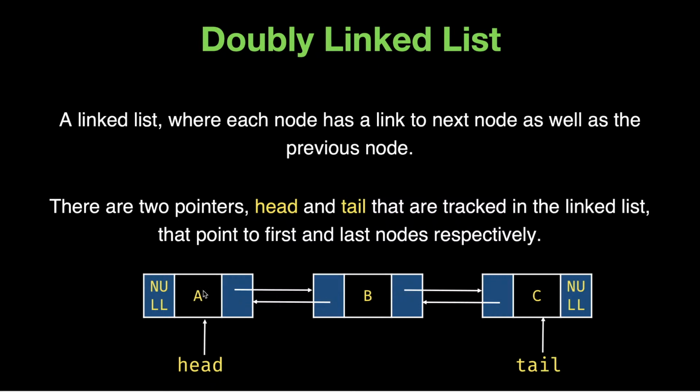You can see here this node has 2 links, previous and next. This B node also has 2 links, previous node and next node. C also has 2 links, previous node and next node. So there are 2 pointers, head and tail, that are tracked in the linked list and that point to the first and last node respectively. So head points to the first node, tail points to the last node.